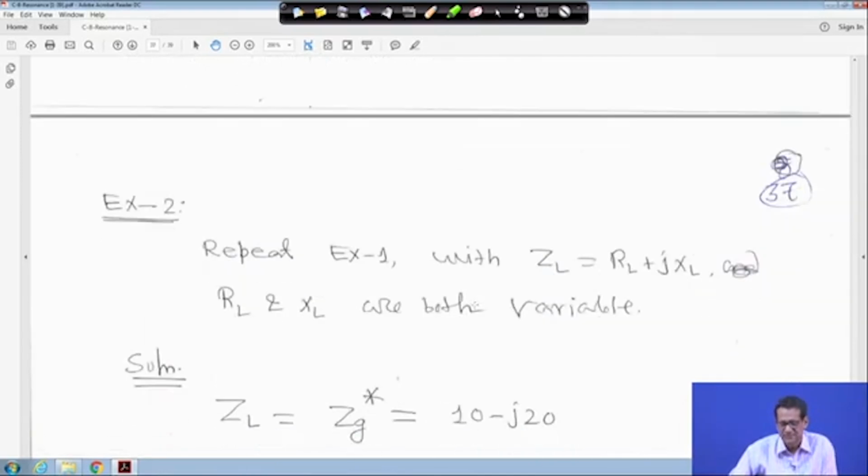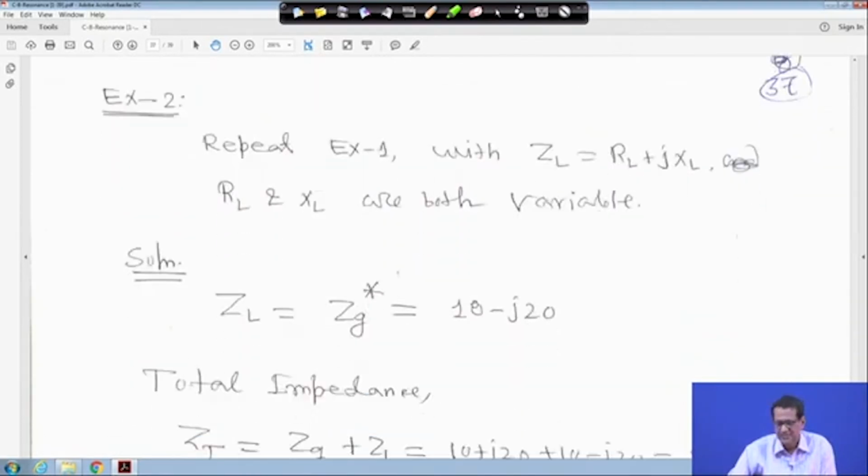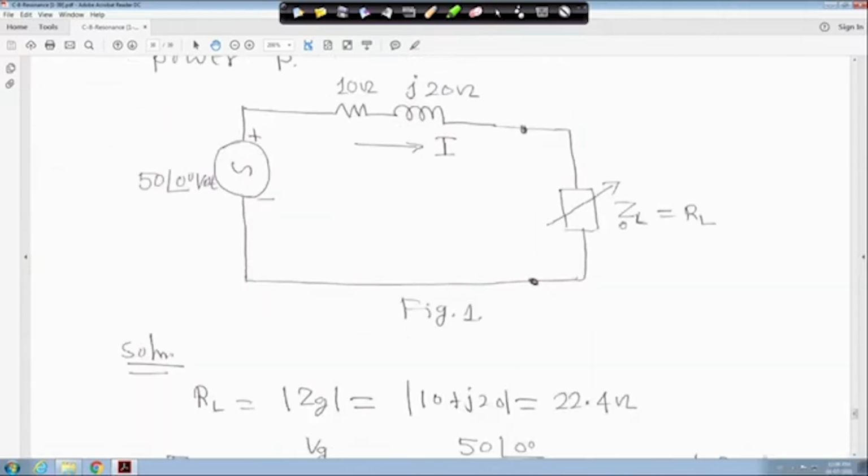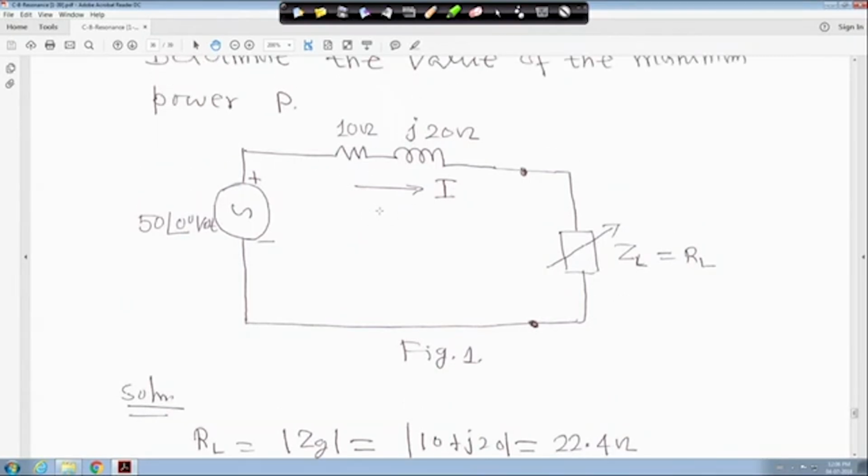Similarly, example 2. In this case, repeat example 1 with ZL equal to RL plus jXL. RL and XL are both variable. I mean, you repeat this example while ZL is equal to RL plus jXL, and all other data remains the same, right?